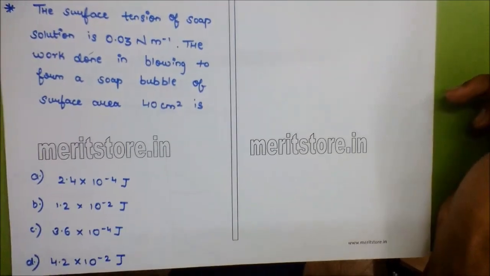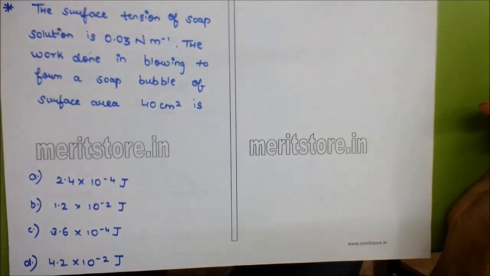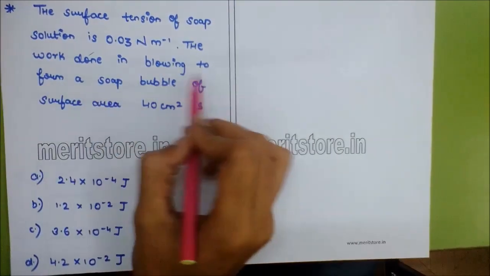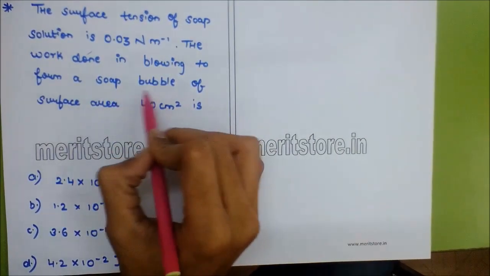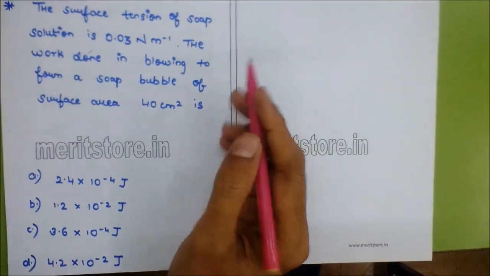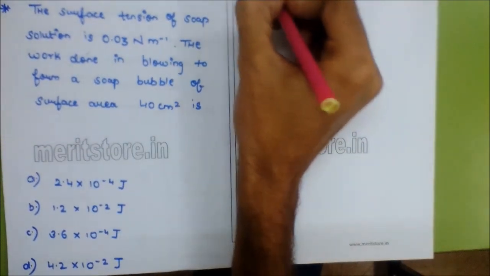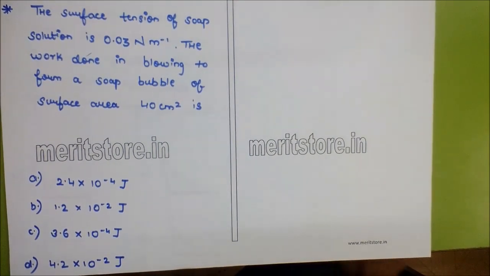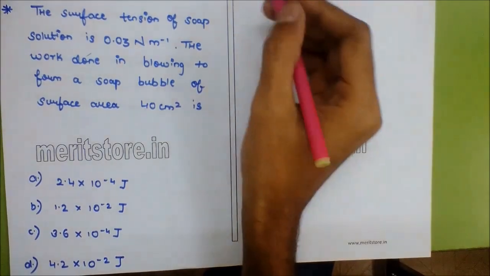Surface tension of a soap solution is 0.03 Newton per meter. The work done in blowing a soap bubble of surface area 40 centimeter square is. So we have the options: 2.4 into 10 raised to minus 4 joules, 1.2 into 10 raised to minus 2 joules, 3.6 into 10 raised to minus 4 joules, or 4.2 into 10 raised to minus 2 joules.